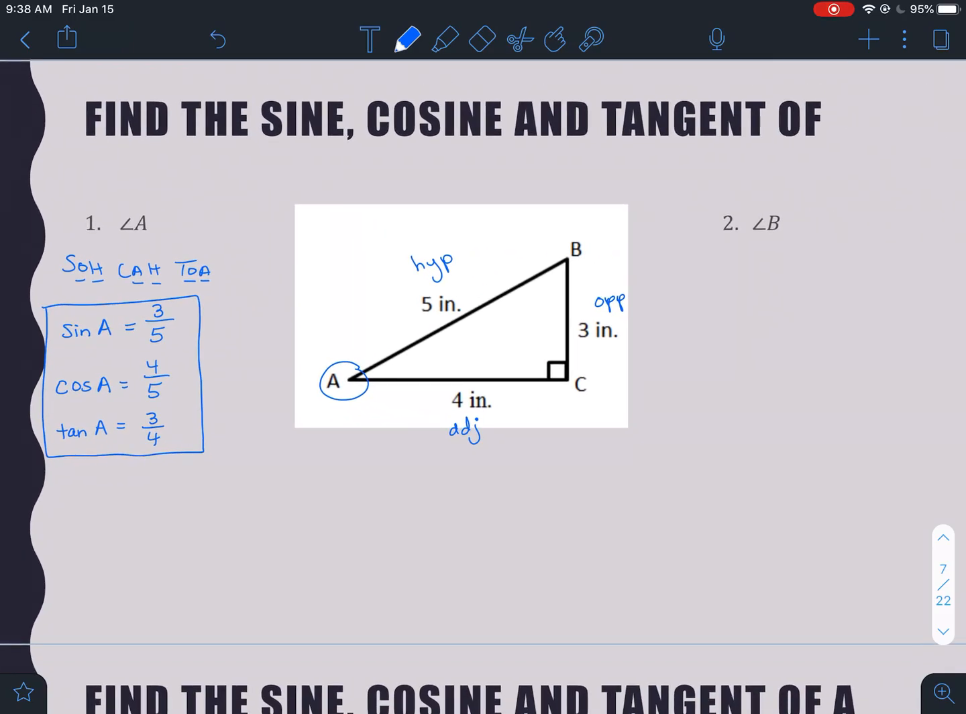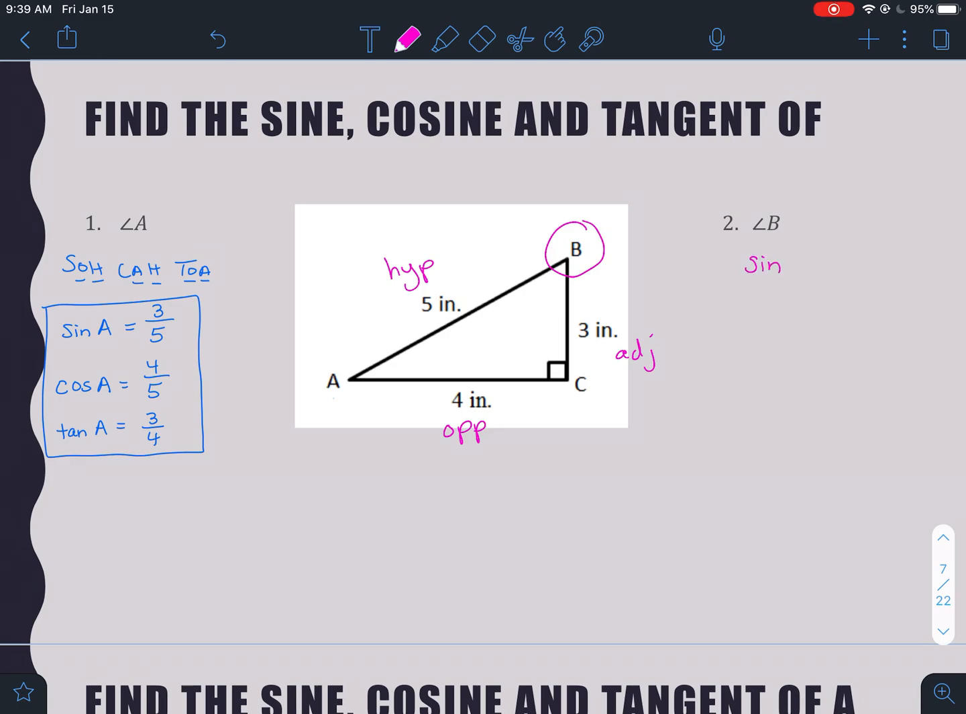What if we wanted to do it for angle B? Well, for angle B then, we're going to relabel the sides. So let's erase what we had. And now remember the 2 steps you need to do first is you're going to circle the angle. So I'll circle angle B because that's what we want, and then label the sides. 4 is opposite angle B. 5 is still the hypotenuse because it's across from the 90. And then 3 is next to angle B, so we call it the adjacent side.